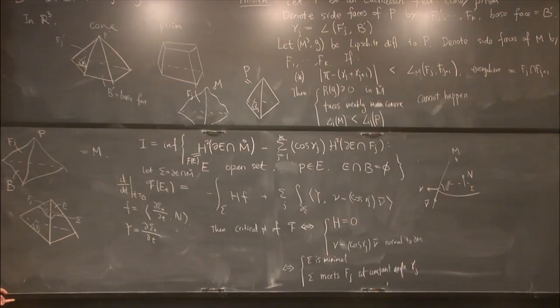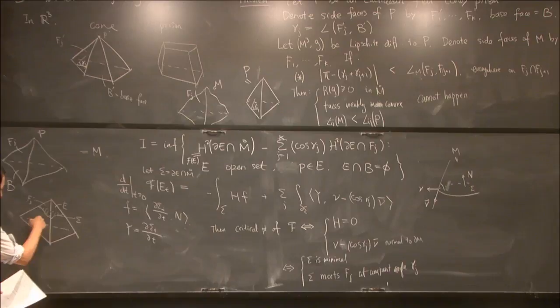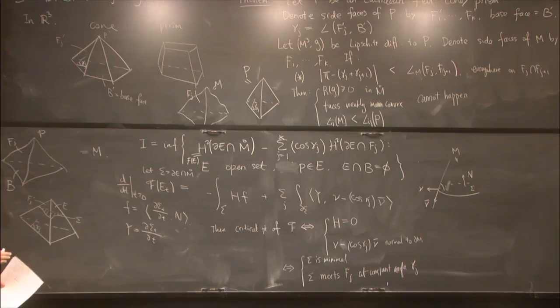Infimum, right? So for the Euclidean case, the infimum is zero; it's not positive. If you take sigma to be the base plane, then you get zero. But you can also take an empty set. I'm saying that there is a family of minimizers in the Euclidean case.